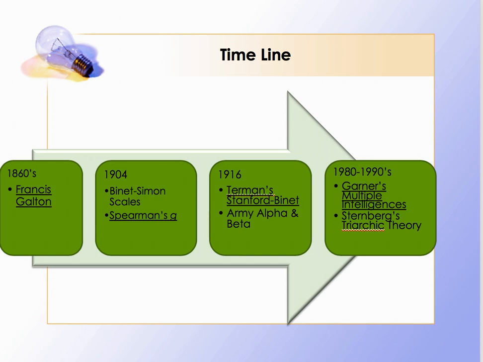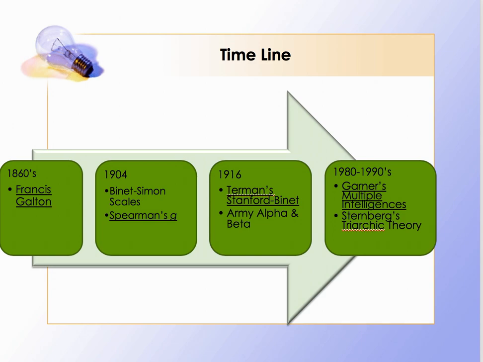And around this time, Spearman's G was also developed. So that was Spearman that we talked about on Tuesday in class, who also came up with factor analysis, if you remember that. So this would be general intelligence, that kind of concept of this general construct that everything's kind of trying to get at. And then in 1916, we see that Terman took the Binet-Simon scales and tweaked them a bit to develop the Stanford-Binet, which is still used today.